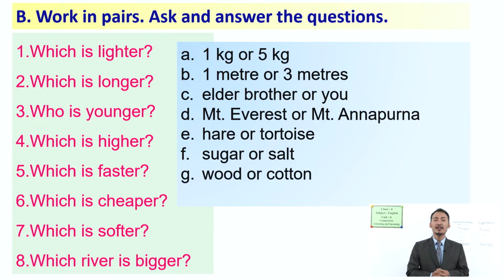And let's see number 7 here. Number 7, wood or cotton? The number 7 question is, which is softer? Softer means that feels very smooth. That feels nice. Which is softer? Is it wood or cotton? Definitely cotton, right? That feels softer than wood.